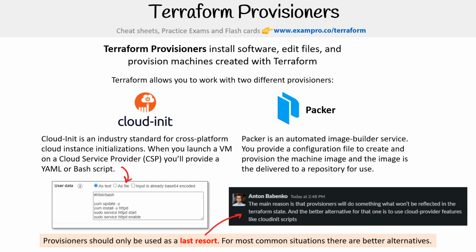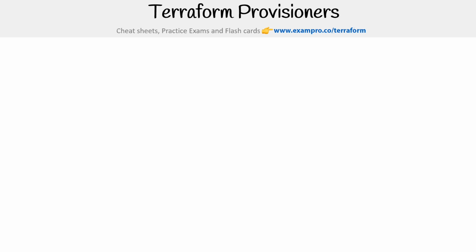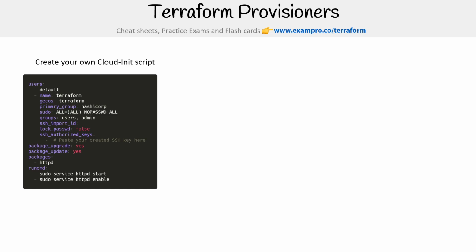And he says here, the main reason is that provisioners will do something that won't be reflected in the Terraform state. And the better alternative for that one is to use cloud provider features like Cloud Init scripts. I think this comes back to immutability when we're looking at the fact that we want to lean towards doing an approach with Packer, right? We want to bake our machines or virtual machines and then deploy, because that's going to be probably the better alternative.